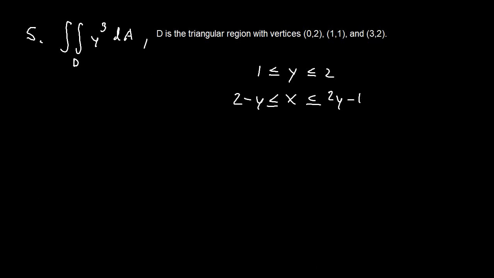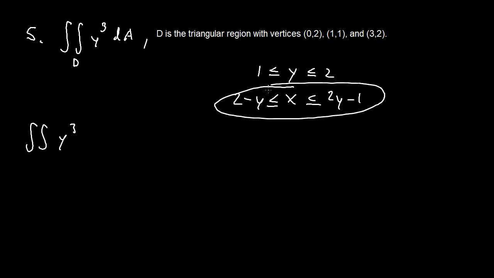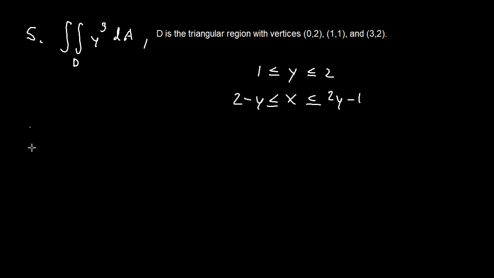So now if I were to write the iterated integral here, we get the double integral of y cubed. Since x has the variables in its bounds, that's going to go first in the inside integral. I'm going to rewrite it so it's a little bit bigger. So we get the double integral of y cubed. The x bounds are from 2 minus y to 2y minus 1, and the y bounds are just constants from 1 to 2. Since the x bounds are on the inside, we have dx, and then dy on the outside.